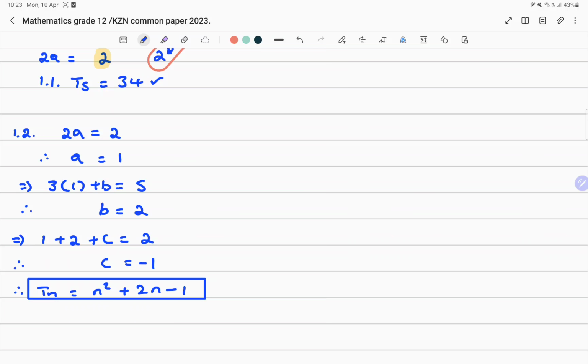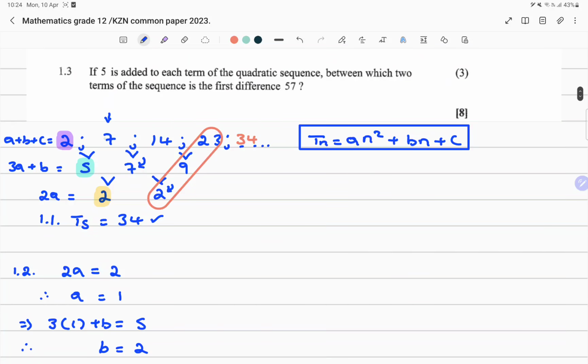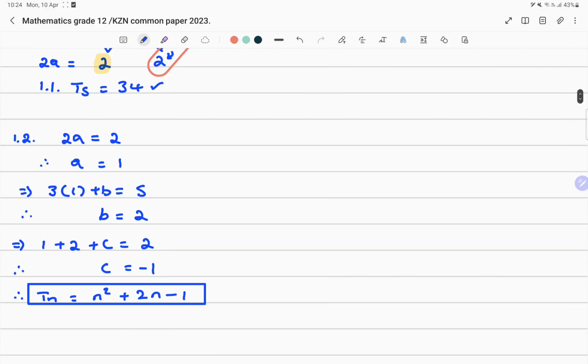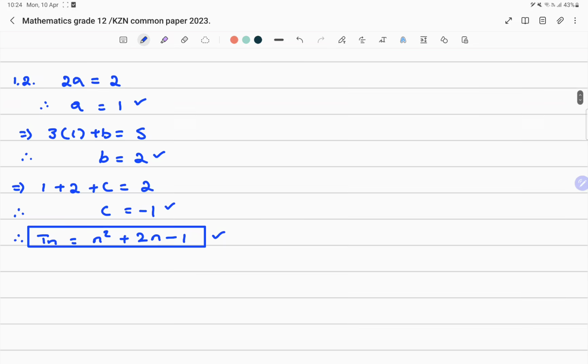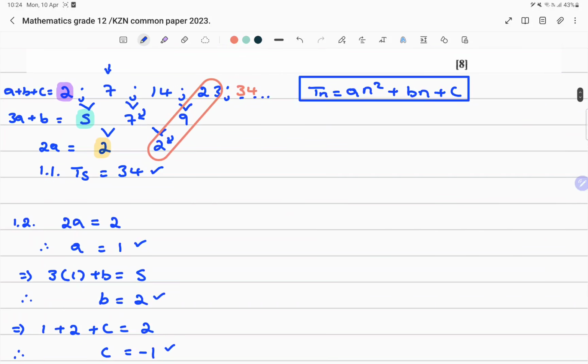If we put, for example, the second term, 2 squared plus 2 into 2 minus 1, it gives us 7. Do you see that the second term was a 7? So let's check another non-contiguous term, say t4. Inside our brackets we're going to put a 4, and what we're getting is a 23. If this checks out like that, then we know we have done it. You always get a mark for getting these little coefficients and constants. So we know that the formula we got is representative of our sequence.